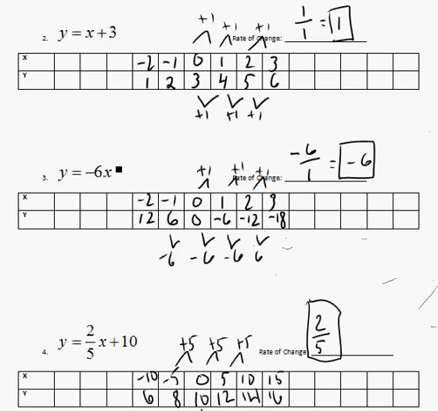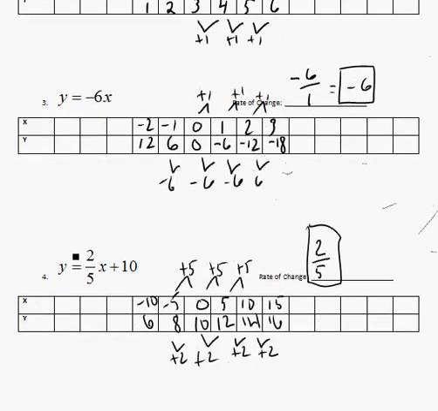When the equation is y equals negative 6x, the rate of change, negative 6, again corresponds to the coefficient of x, and this even happens when our coefficient is a fraction such as 2/5. This 2/5 is indeed the rate of change.